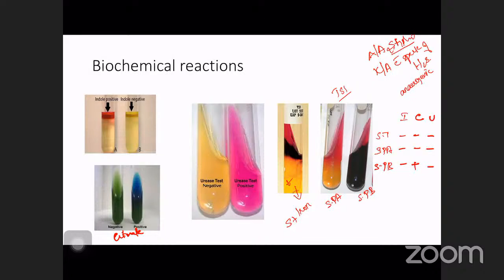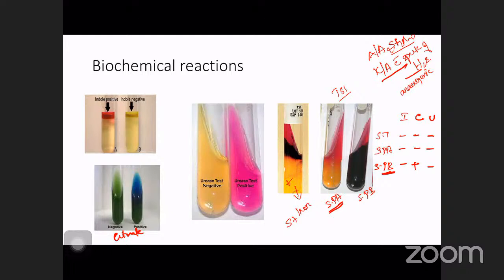TSI we have already discussed. Here for Salmonella Typhi, it is going to be K by A with speck of H2S, and for Salmonella Paratyphi A, it is going to be K by A without H2S, gas might be present. Paratyphi B, K by A with abundant H2S. This is about the biochemical reactions. So this part will be helpful for your practical examinations more than your theory exam.